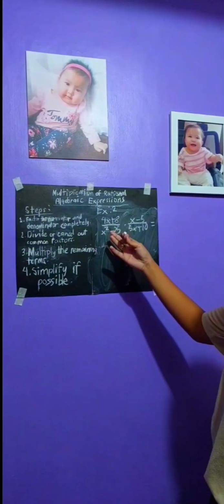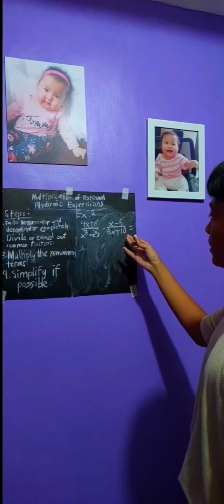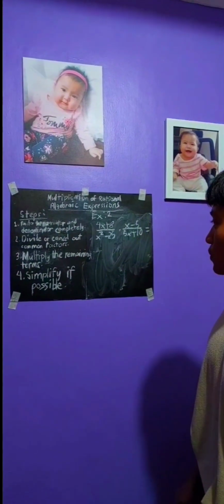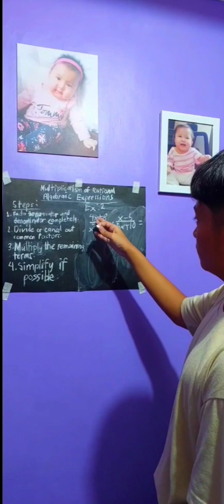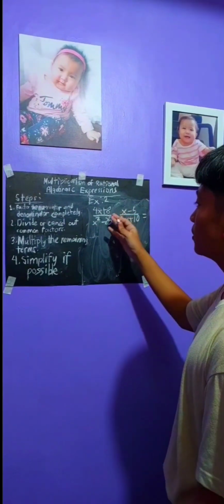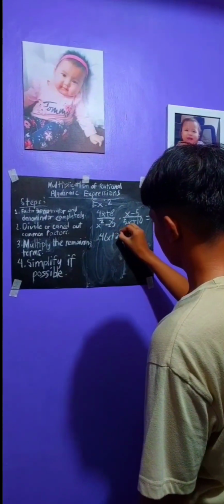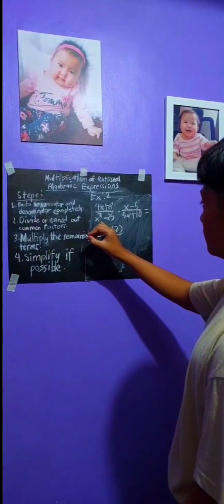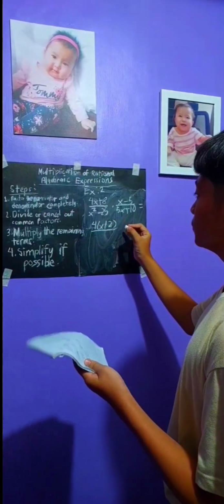Okay, for the second example, 4x plus 8 over x squared minus 25 times x minus 5 over 5x plus 10. In here, we have to know the types of factoring because it's connected to this lesson. Like this, for example, 4x plus 8. We can factor this using the common monomial factoring. In here, x squared minus 25, we can factor this using the difference of 2 squares.